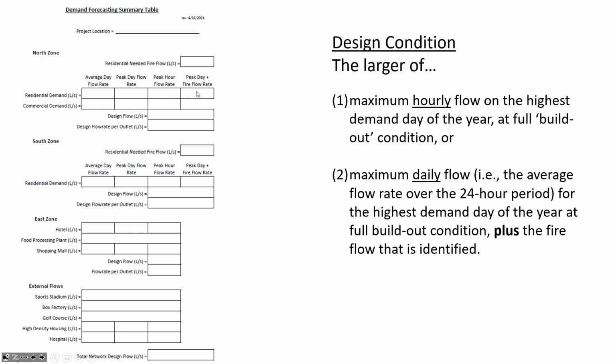And then the larger of the two is what you'd combine with the commercial demand to put into the design flow rate. So the width of these kind of implies whether or not you're supposed to be adding together the peak hour and the peak day. For example, in the south zone, it should be the larger of the peak hour or the peak day plus fire. So the width of this covers both of those columns to help you reflect on the fact that you're picking the larger of the two.